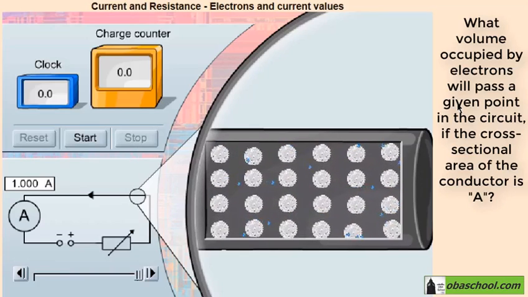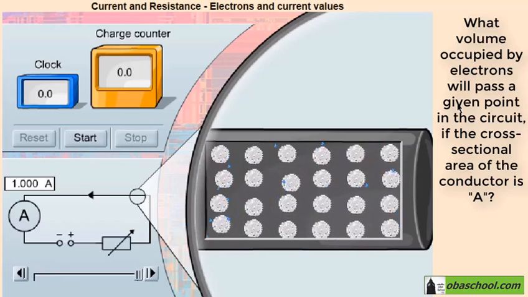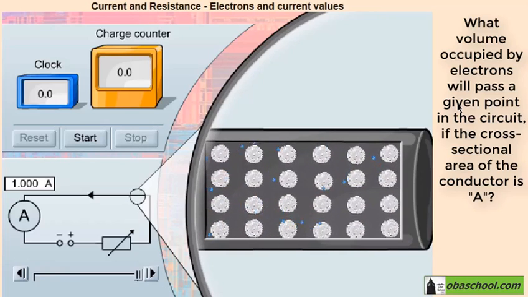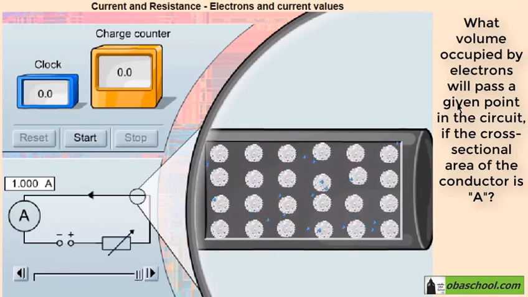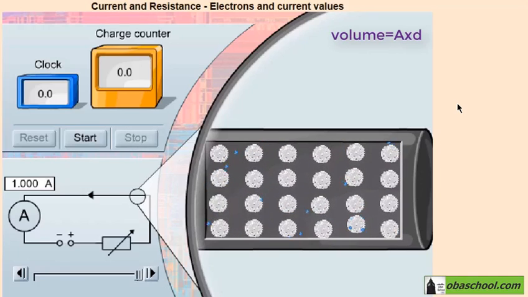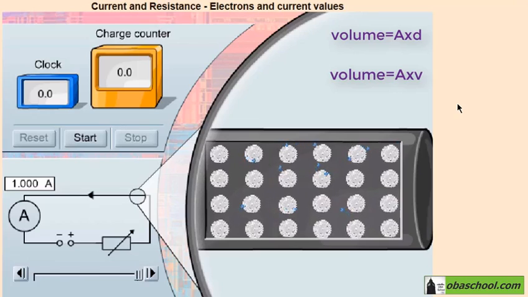What volume occupied by electrons will pass a given point in the circuit if the cross-sectional area of the conductor is A meter squared? Yes, so the volume is equal to the area multiplied by the distance. So it's equal to A multiplied by v meter cube, since the distance is equal to v.